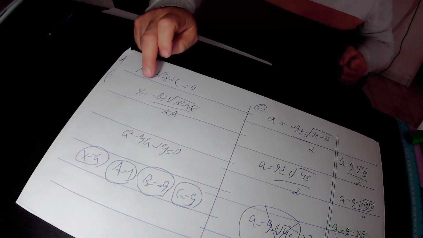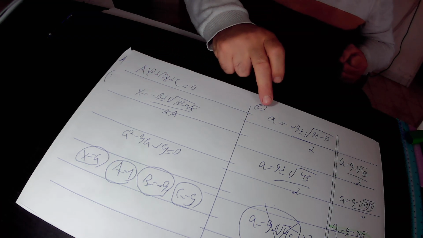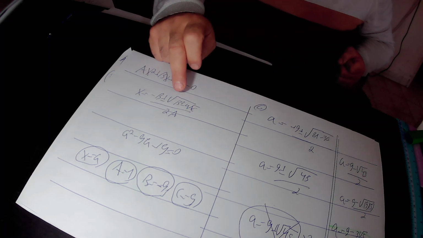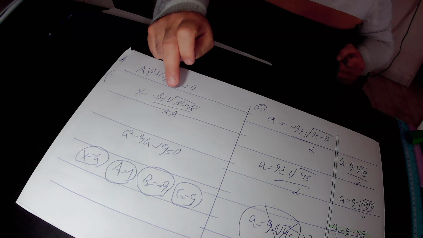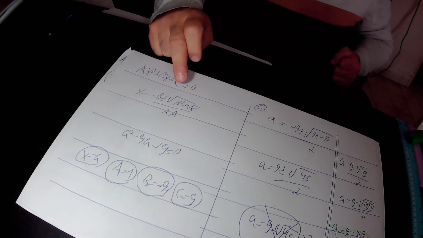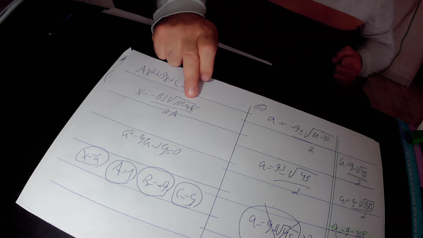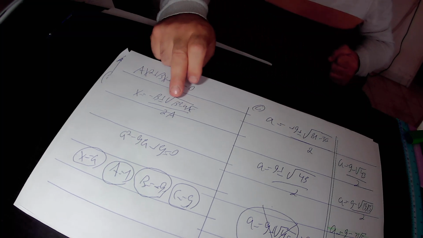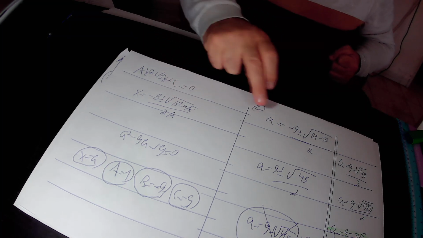We did it and found again that x equals a, so a equals minus b. b is minus 9, therefore minus b is plus 9, plus or minus the square root of b squared. b is minus 9, therefore b squared is 81. Minus 4 times a, which is 1, so minus 4 times 1 is minus 4, times c which is 9, so minus 4 times 9 is minus 36. So inside the root we have 81 minus 36, over 2a. a is 1, so 2a is 2 times 1, that is 2.